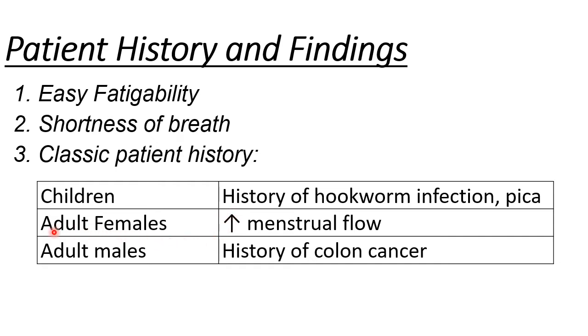Then lastly, yung adult males natin, lalo na sa mga 60 and above, 50 and above, yung mga yan, madalas kasi sa kanila, may mga history of colon cancer. Kaya, isa sa mga ini-investigate natin, lalo na kung chronic case of anemia, lalo na sa mga adult males, you have to investigate further for colon cancer.